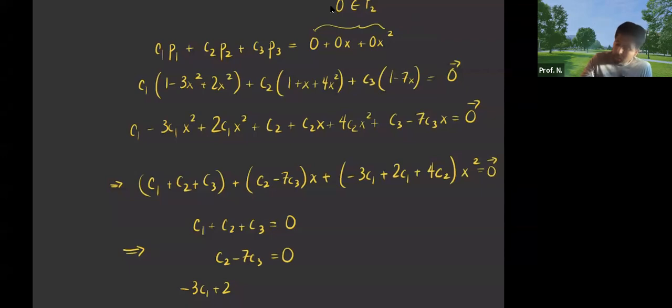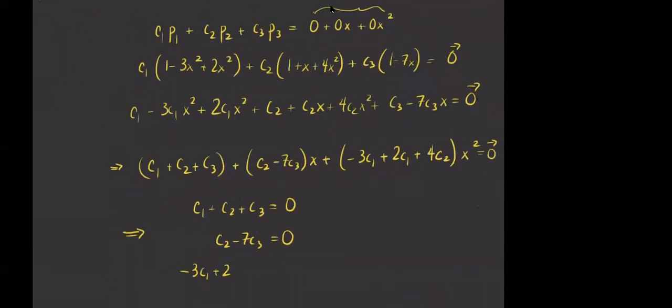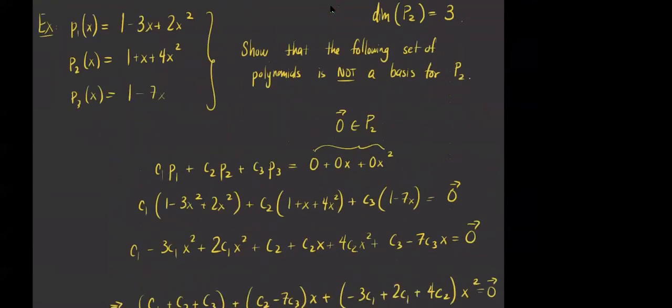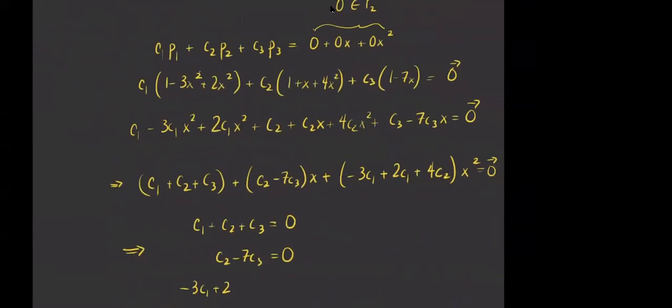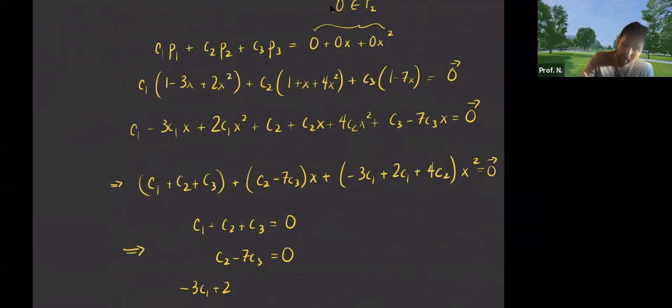Did I write something wrong? I think I did, right? Yeah, Professor, I was just going to mention up there where you still have them in parentheses, C1 times 1 minus 3x squared plus 2x squared. Yeah, there you go. I made that mistake.